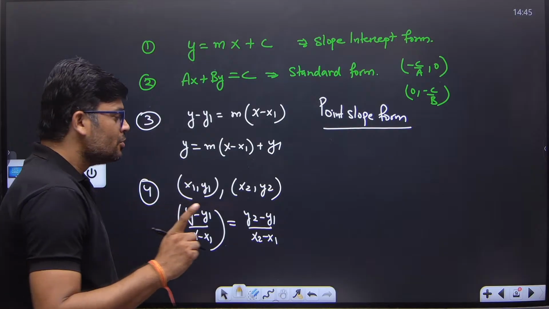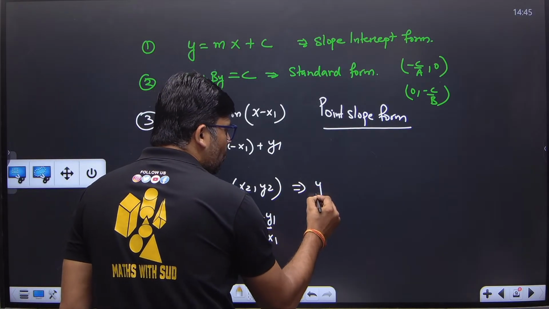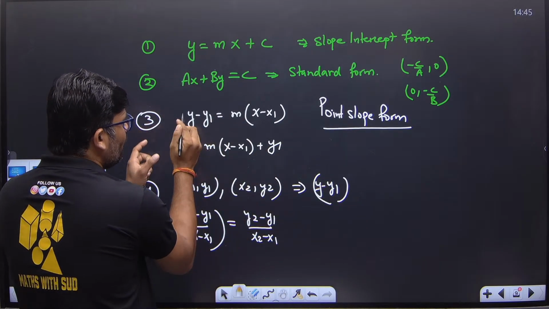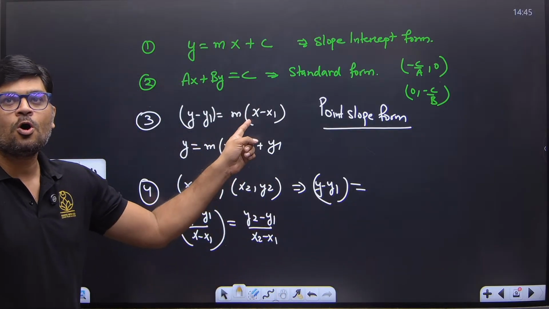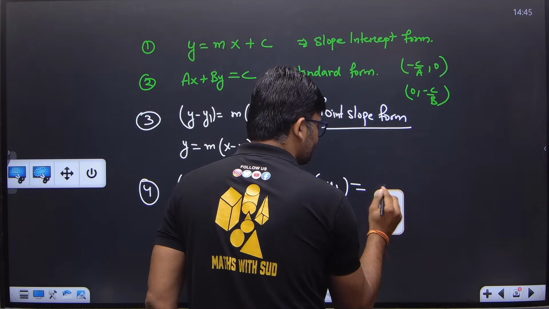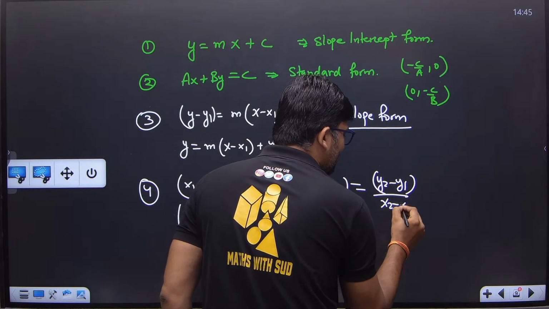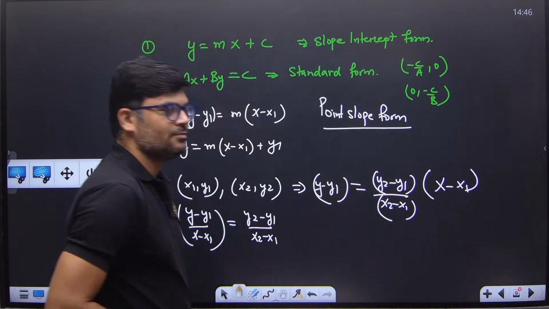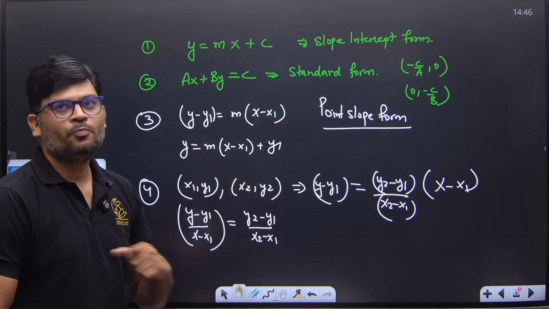Are you getting it? So to generalize this, I can write it like this: y minus y1. You can compare with this. y minus y1 is equal to, instead of slope, I am going to write y2 minus y1 upon x2 minus x1 times x minus x1. This is the equation of a straight line passing through 2 points.